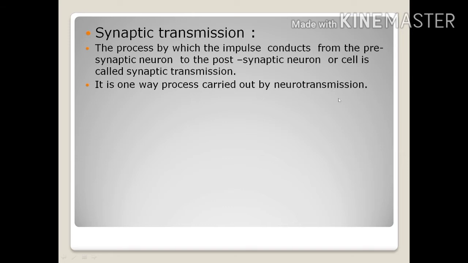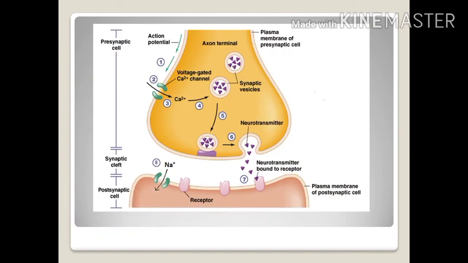Students, neurotransmission is related to the neurotransmitter. So at first we have to know what a neurotransmitter is. Actually, it is a chemical which is located in our nerve cells. We have to discuss the structure of the synaptic transmission. This structure basically shows three parts.